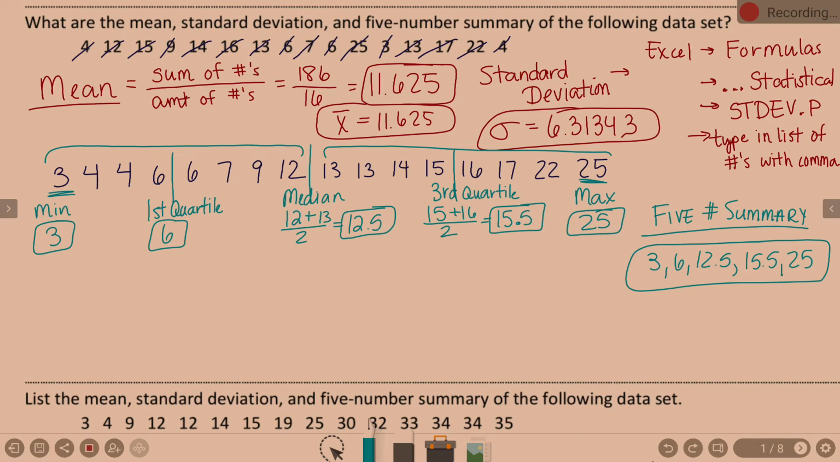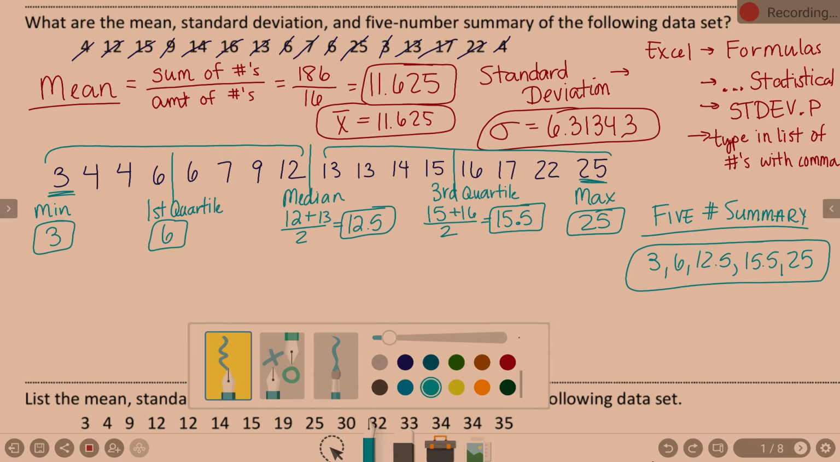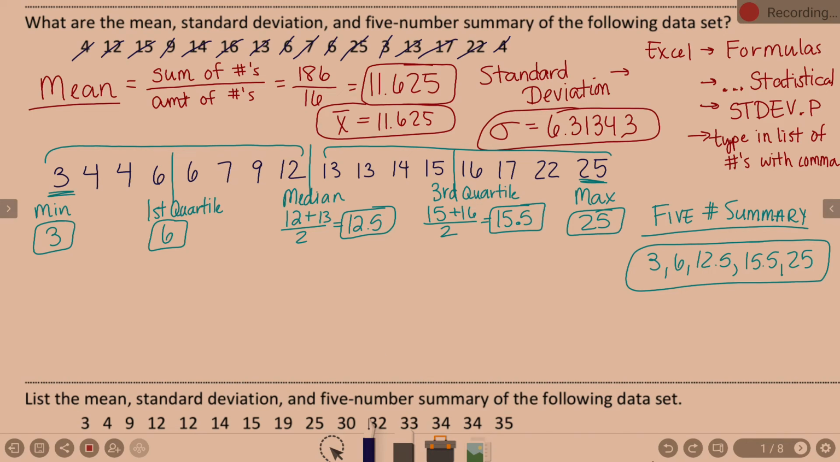So, in order to draw a box and whisker plot, we're basically going to take these 5 values we just found and plot them with a number line. So the first thing I need to do is draw a number line. I'm going to draw a pretty long number line using all my empty space here.